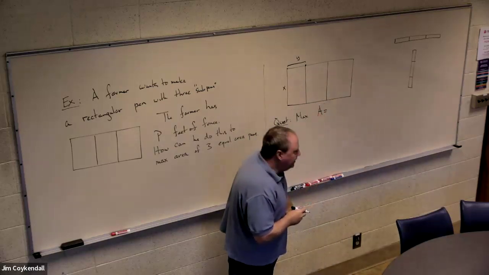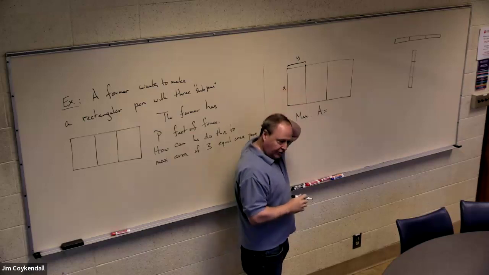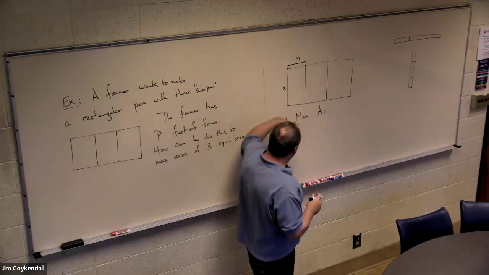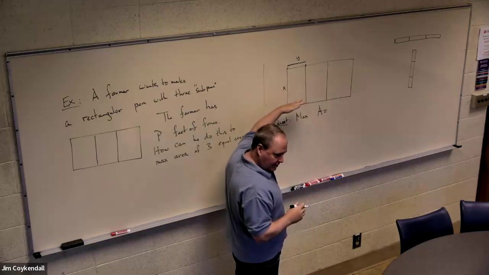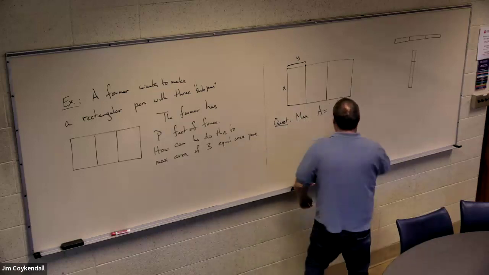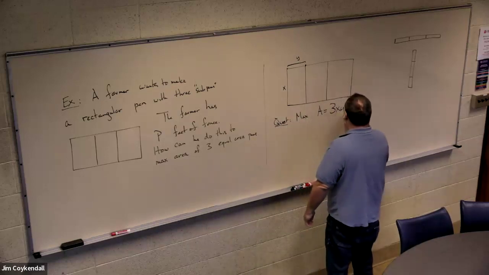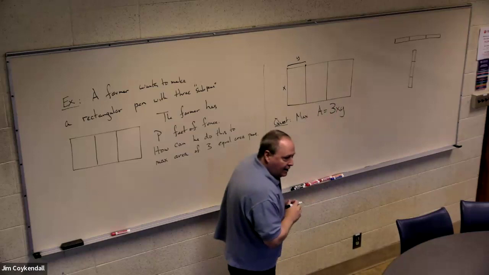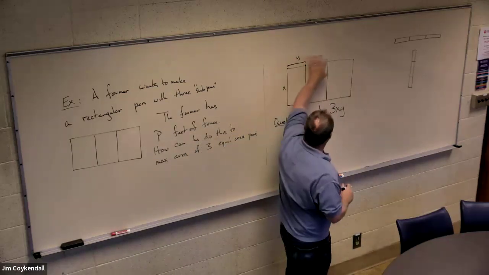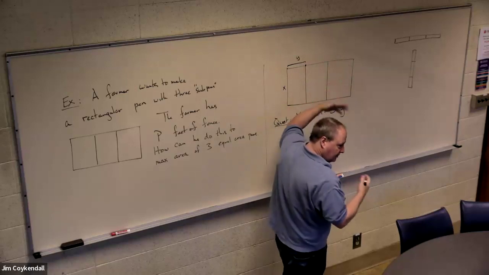And what is the area of this entire enclosure? What is the width? X, right? What's the length of this entire enclosure? Everybody see where we got that? You got an X and then you got 3 lengths of Y, so this entire rectangle is X times 3Y.